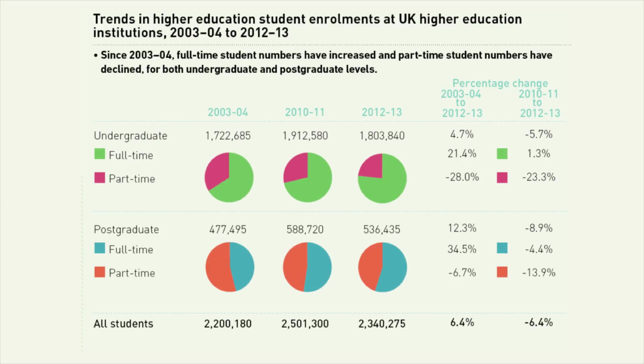So, some numbers. In terms of the size of the sector, as you can see, there's been growth over the years. We teach about just under 2 million undergraduate students. These students are primarily from the United Kingdom, but they also come from Europe and overseas. And we also have about 500,000 postgraduate students, and there's a blend between full-time and part-time. So what this means is that we have just over 2 million students enrolled in UK higher education institutions.